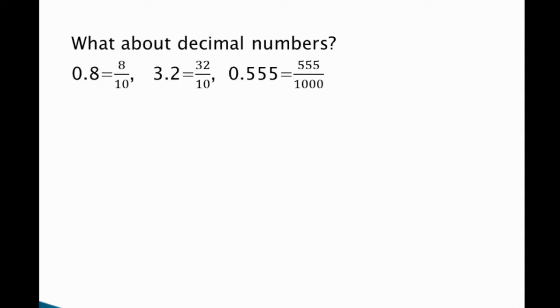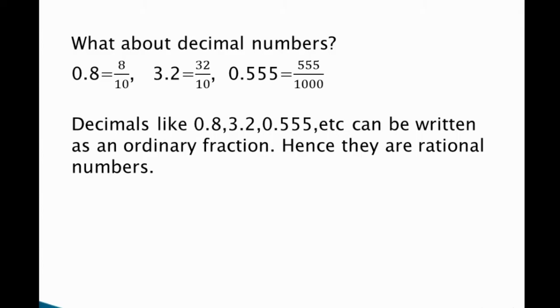What about decimal numbers? Look at these decimal numbers: 0.8, that is 8 by 10, 3.2, 32 by 10, 0.555, which is 555 by 1000. Decimals like 0.8, 3.2, 0.555, etc. can be written as an ordinary fraction. Hence, they are rational numbers.